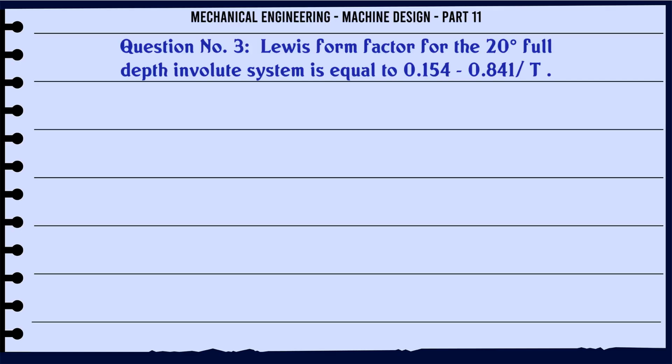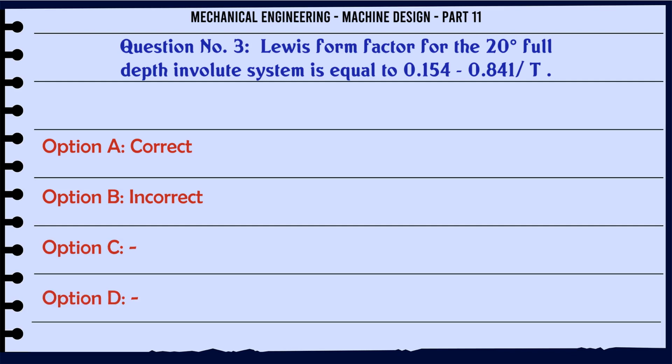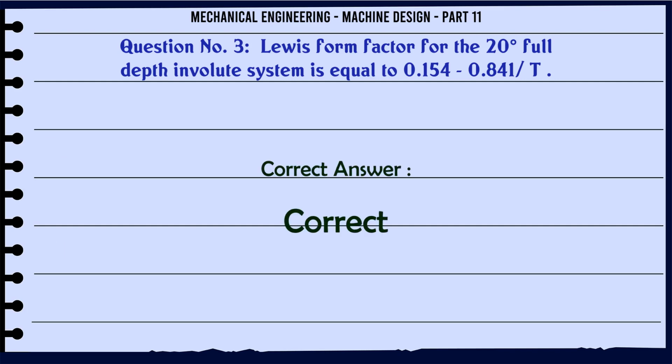Lewis form factor for the 20 degree full depth involute system is equal to 0.154 minus 0.841/T. A. Correct. B. Incorrect. C. D. The correct answer is correct.